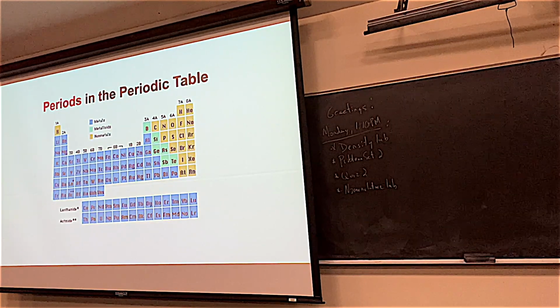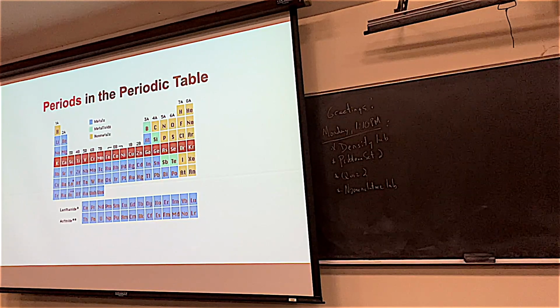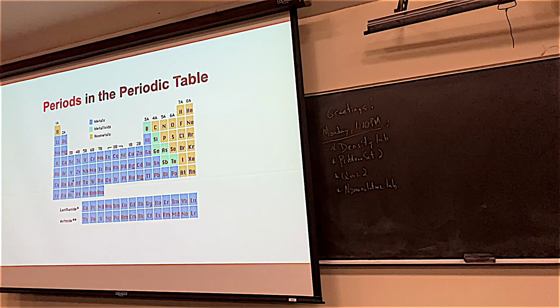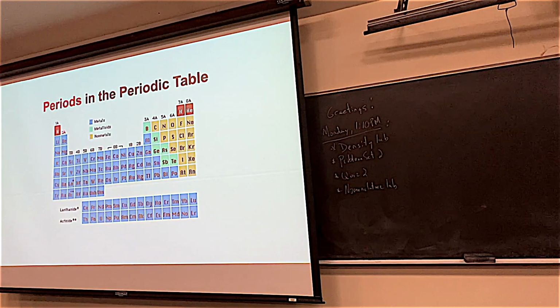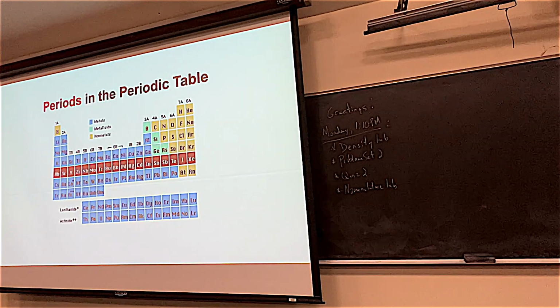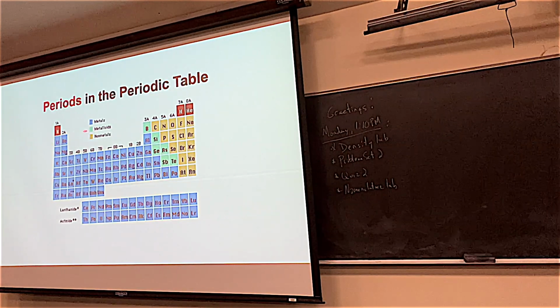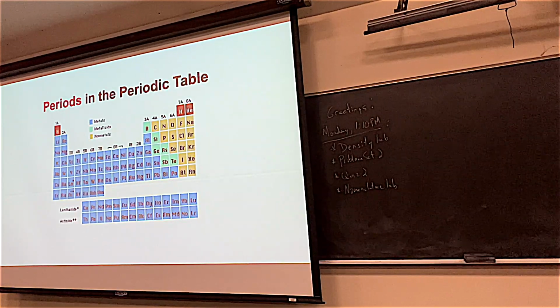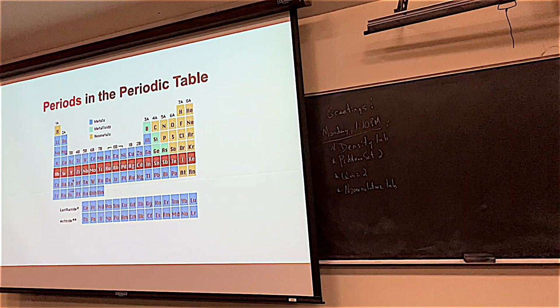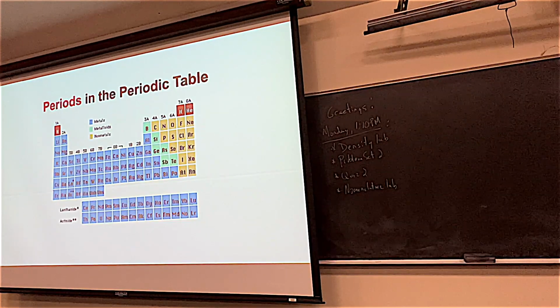Now, on the periodic table, we'll talk about periods. On the periodic table, periods go from the left to the right. So period 1 has only hydrogen and helium. Period 2 is lithium through neon. 3, 4 is complete, etc., etc. We'll talk about rows in just a second.